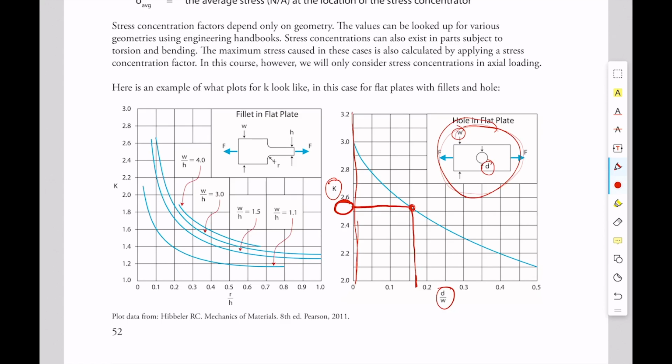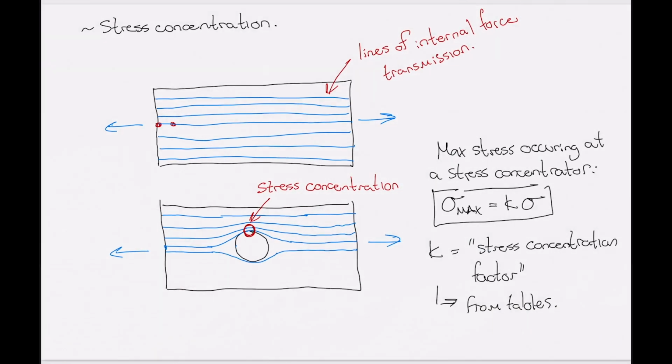If you've got a plate that changes width, where there's a fillet like this, then the chart is a little bit busier with multiple lines. So first you have to calculate the parameter w over h to figure out which line you're on before you continue with reading off your K value and finding where you are on the x-axis. Okay, that's the tables there. Let's flip back to the lecture notes.